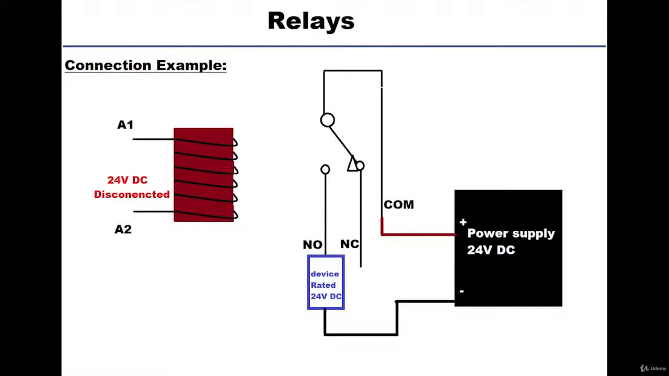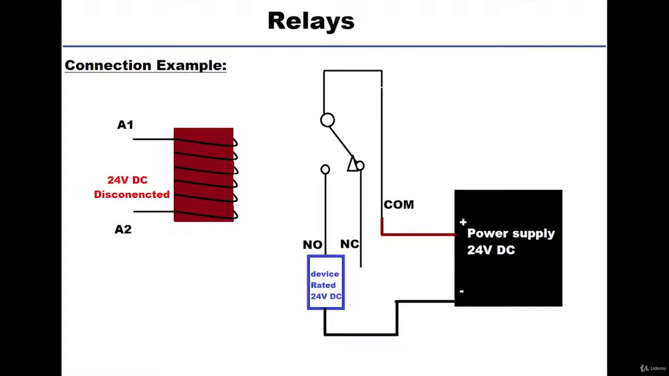Now let's follow this circuit from the positive terminal of the power supply. The positive terminal was given to the COM, and if we follow the COM, we will see that it's connected to the NC portion of the relay. And the NC portion is floating and not connected to anything. Now the NO portion is also free on the first side, and on the second side it's connected to a device which is rated at 24 volt DC, and this device is connected to the negative terminal of the power supply. As you can see, the device is only connected to the negative terminal.